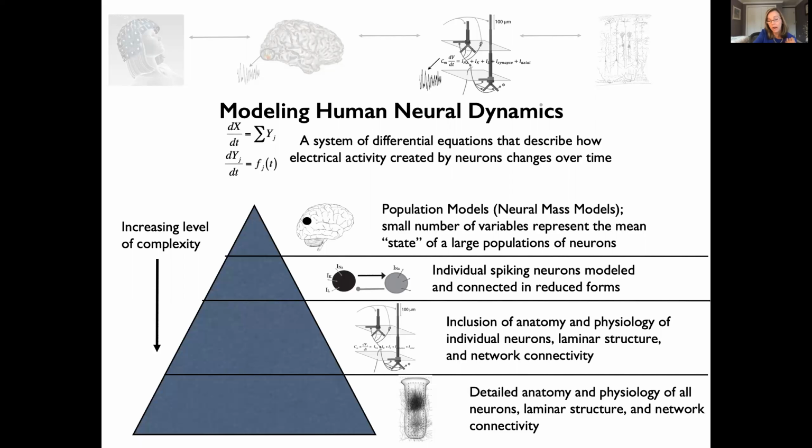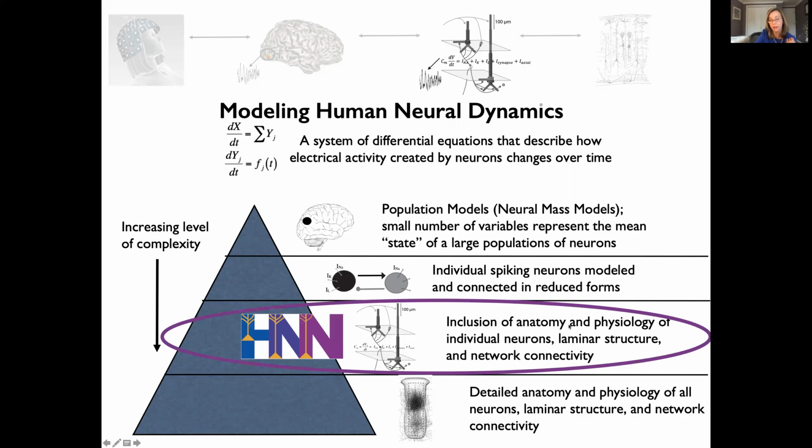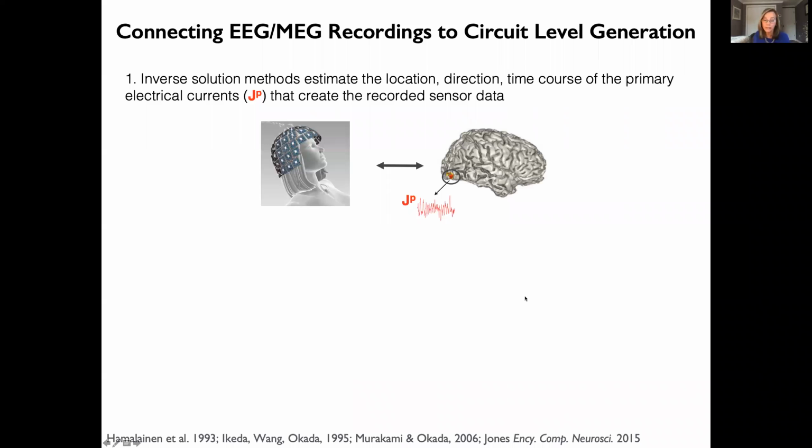And what I'm going to describe to you is we've chosen a scale at this intermediate level for HNN, where we include some of the anatomy and physiology of cortical circuits that we think are essential to creating these big electrical currents that we're recording with MEG and EEG. And so to explain why that's true, I'm going to just step back and describe what it is we're recording and how we're connecting these signals to the circuit level generation.